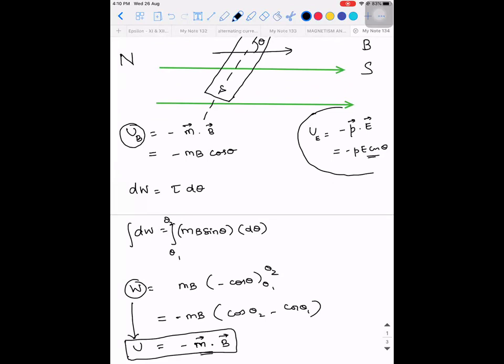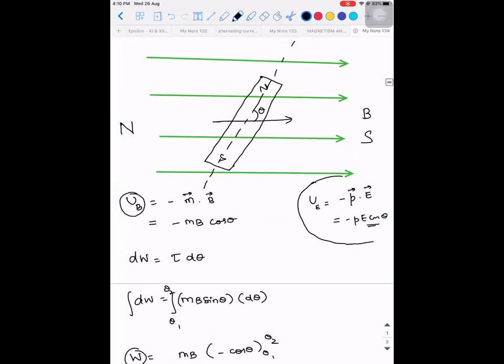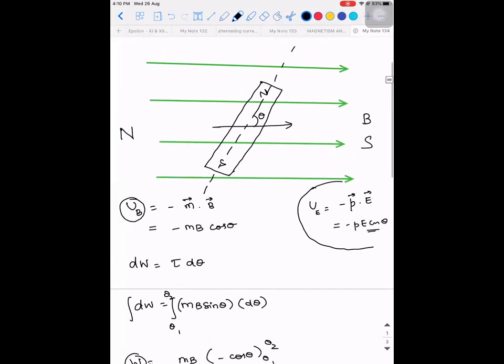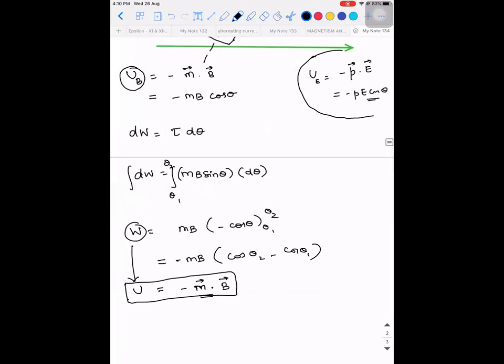So can you show the diagram also? Sure. Thank you, sir. Yeah. So are you done? Is everyone done with it?